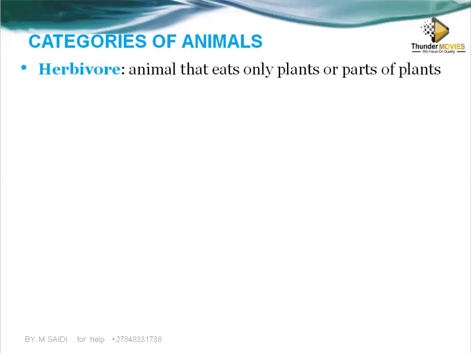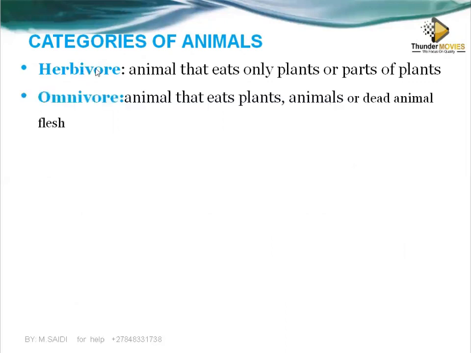It means that we have different modes in which these animals eat. We have the first category as herbivores. Herbivores only eat plants. An example of a herbivore is a cow. Two, we have omnivores. Omnivores means that they can eat plant material and animal material. Human beings are examples of omnivores. Pigs are examples of omnivores because they can eat both plant material and animal material.